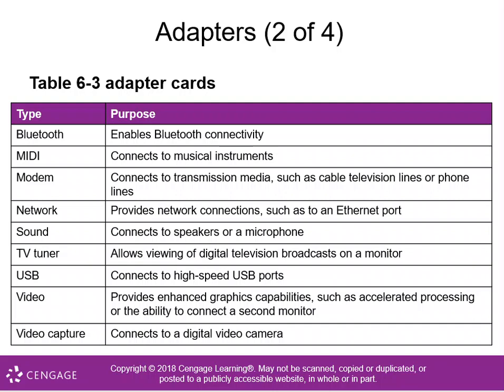We have seen about the ports last time. So, modem connects to transmission media such as cable television lines or phone lines. Network card provides network connection such as to Ethernet port. Sound connects to speakers or microphone. TV tuner allows viewing of digital television broadcast. USB connects to high-speed USB port. Video provides enhanced graphic capabilities. Video capture connects to digital video camera.